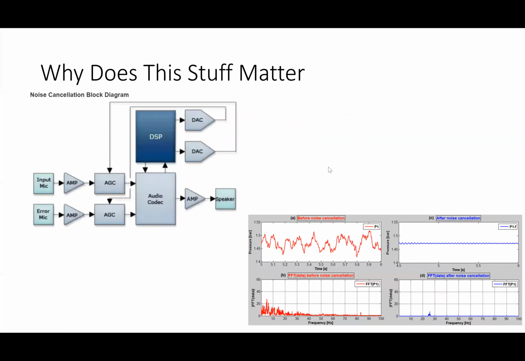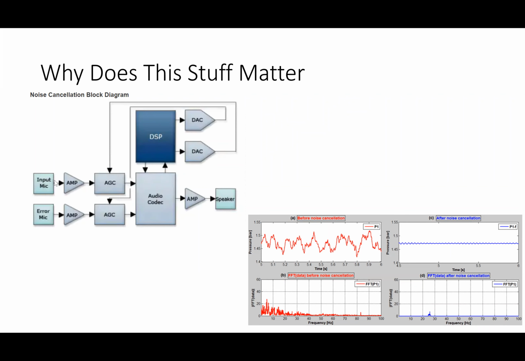And essentially what that means is something like what you see right here. So this is a complicated block diagram, or it's not that complicated, but let's see if you guys can figure out what's going on. So I've got a microphone here. And then this guy is an amplifier.